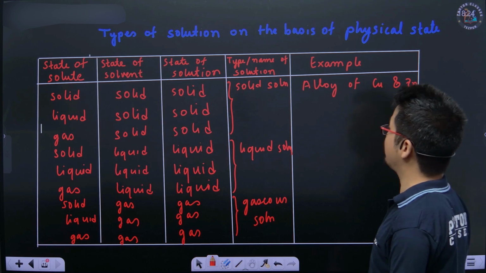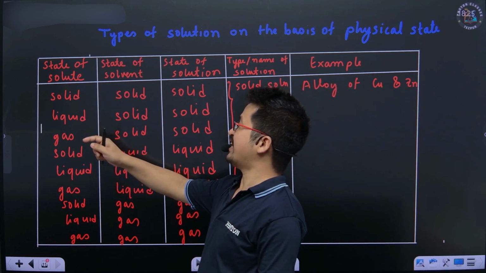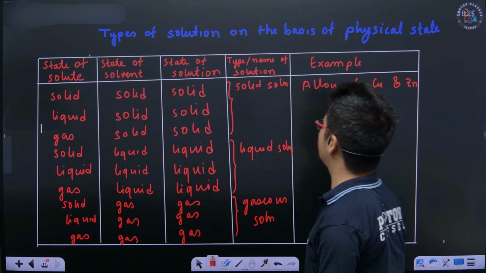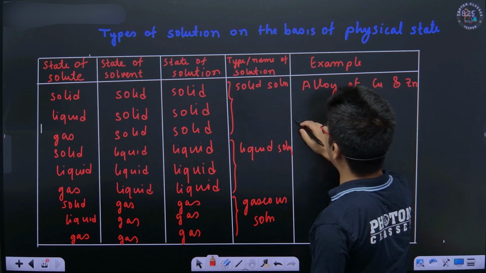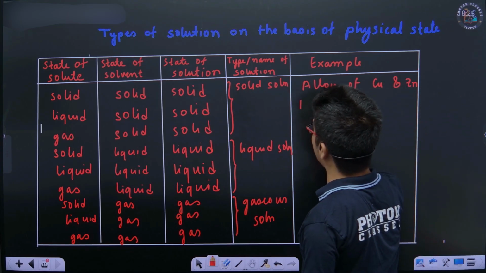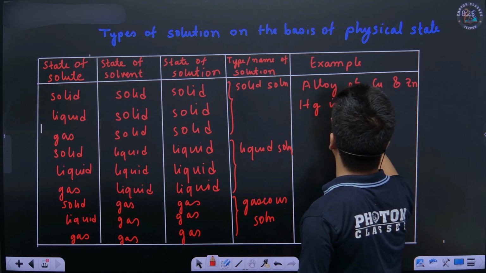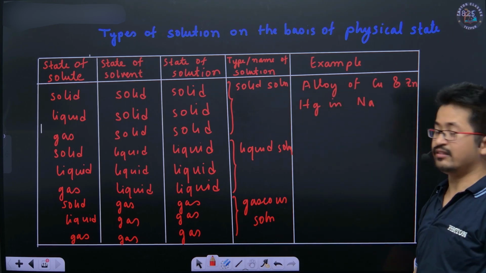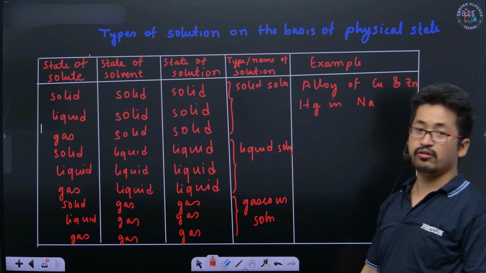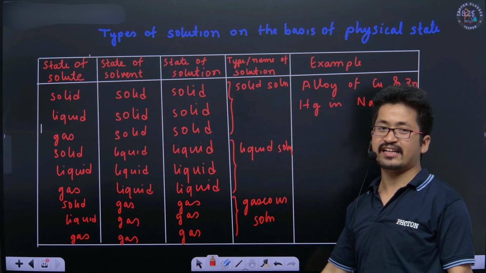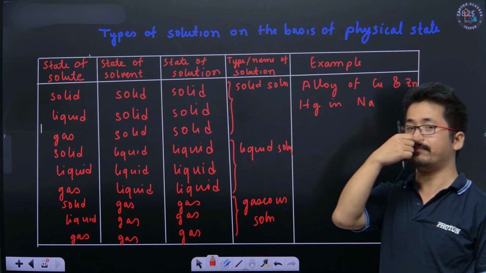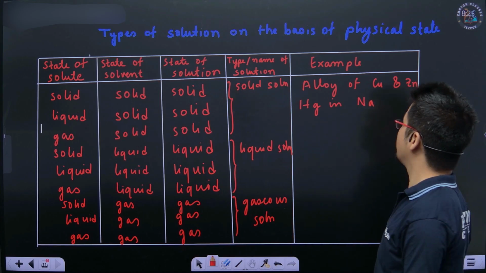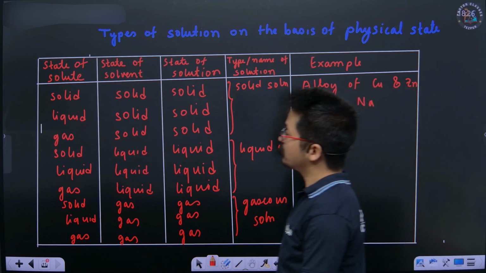The next one is liquid in solid type solution. An example will be mercury dissolved in sodium metal, Hg in Na metal. You know that mercury is the only metal that exists in liquid state at room temperature. So mercury is dissolved in sodium, and sodium will be in solid state.